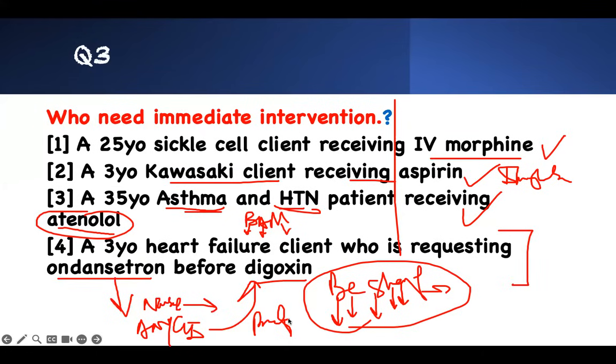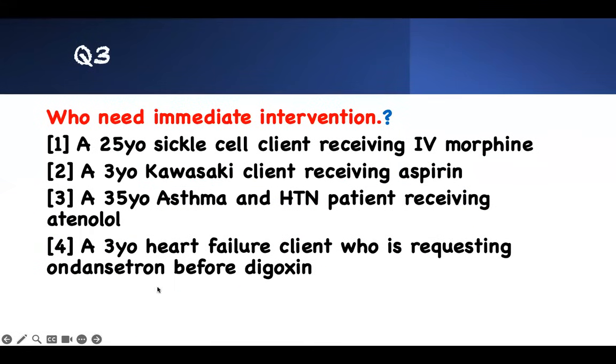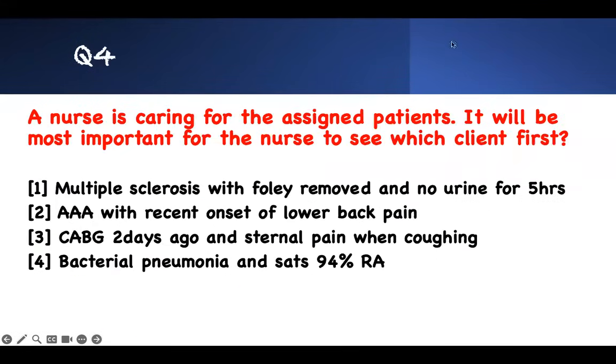This patient does not want ondansetron. They're getting sick from digoxin. So we need to see that patient. So that's the clue they will tell you. Any GI symptoms, it's a priority. So I need to intervene with this one. The other ones, they're fine. Number 4.